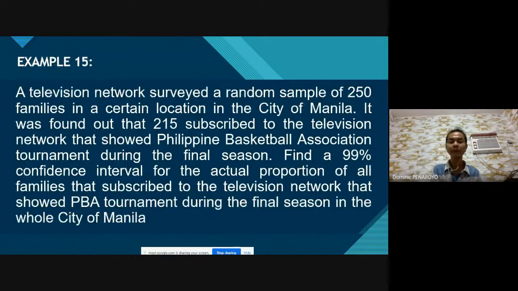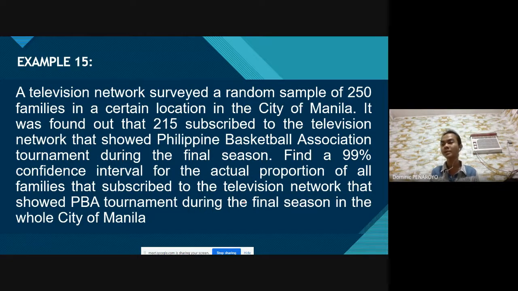Okay, so let's proceed. Example number 15. A television network surveyed a random sample of 250 families within a certain location in the city of Manila. It was found out that 215 subscribed to the television network that showed Philippine Basketball Association tournament during the final season. Find a 99% confidence interval for the actual proportion of the families that subscribe to the television network that showed PBA tournament during the final season in the whole city of Manila.